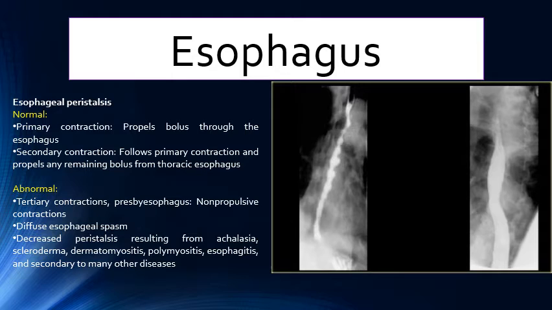painful contractions within different parts of the esophagus, it may occur in old age, in neurologic disorders, just like dermatomyositis, scleroderma, polymyositis, esophagitis, and in other neurologic disorders. And also the achalasia, which we will discuss later, is one of them.